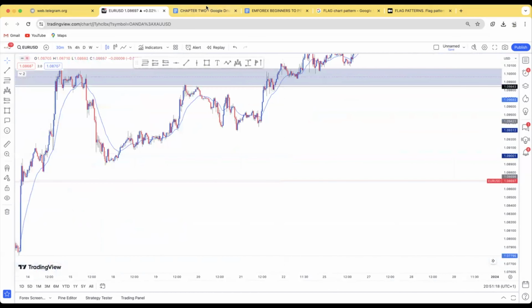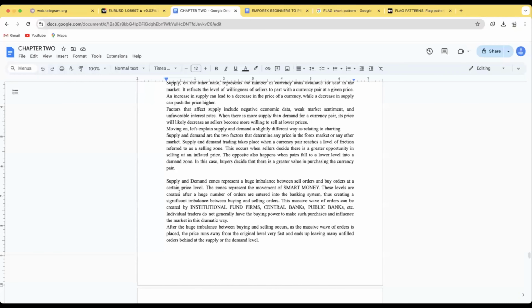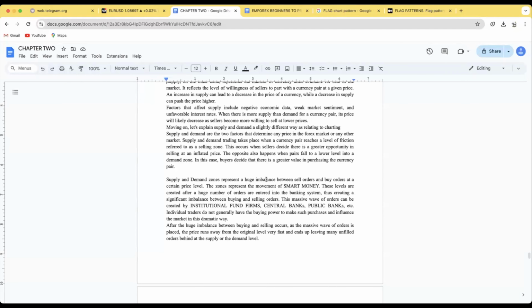So demand and supply zones represent a huge imbalance between selling orders and buying orders at a certain price. This zone represents the movement of smart money. These levels are created after a huge number of orders are entered into the banking system, thus creating a significant imbalance between buying and selling orders. This massive wave of orders can be created by an institutional fund firm, central bank, public bank, etc. Individuals do not generally have the buying power to make such purchases and influence the market in this drastic way.